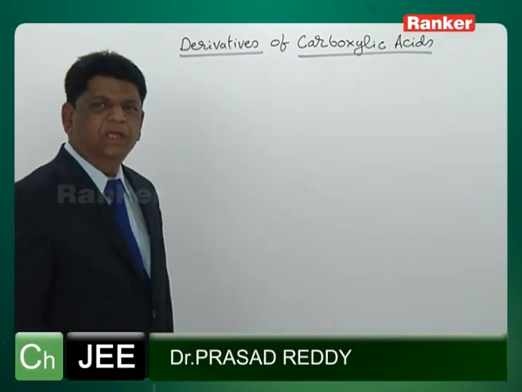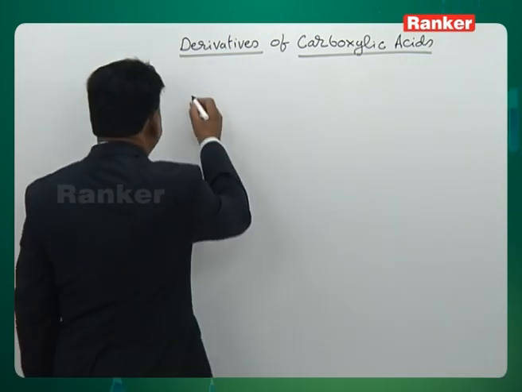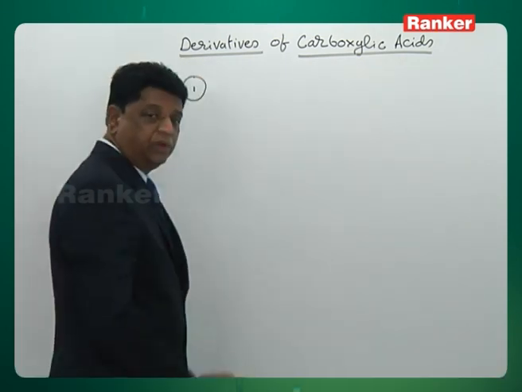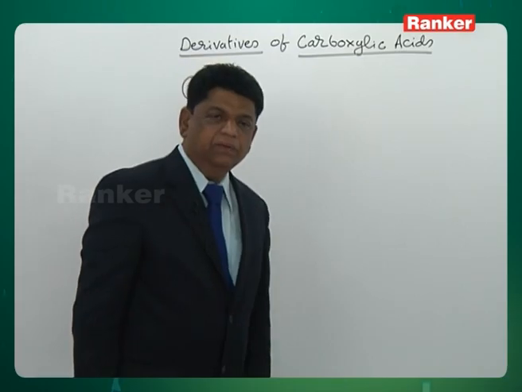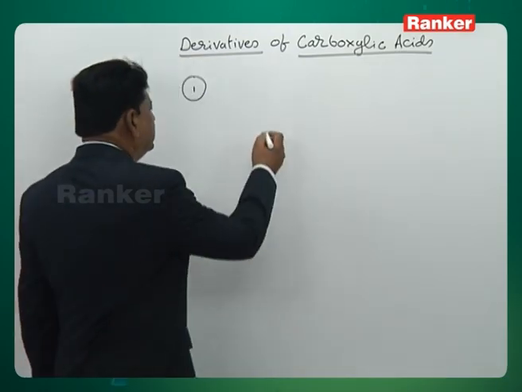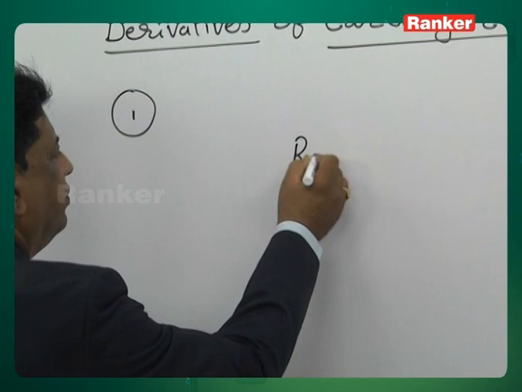Let us discuss some important and expected questions from the carboxylic acid derivatives. Question number 1: which one of the following is the least reactive for nucleophilic substitution reaction? Options are given: acid anhydride, acid chloride, acid amide and acid ester. Actually, this is a very important question of the carboxylic acid derivatives.